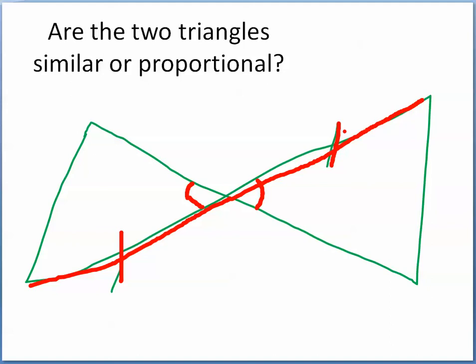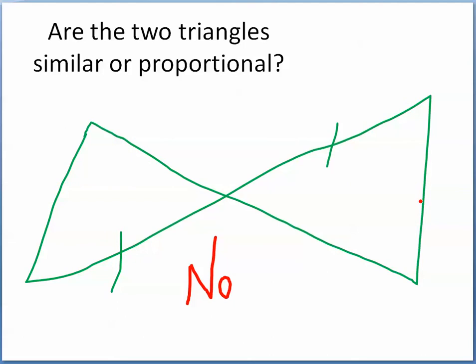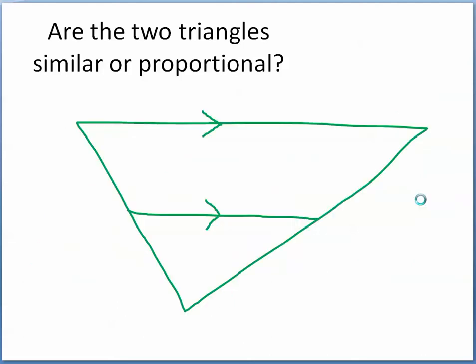So all we know is that we have a side that's the same length, and we know that we have an angle that's the same. That's not enough information for us to determine whether or not they are proportional. If we had something that looked like this, then yes, we could know that. But we don't know what the length of this line is, and we don't know what the length of this line is. We don't know what the length of this line is, and we don't know what the length of that line is. So, no, the two triangles are not similar or proportional to the best of our knowledge.